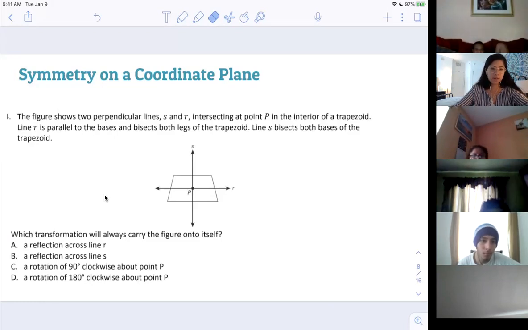What's the actual question? Which transformation will always carry the figure onto itself?